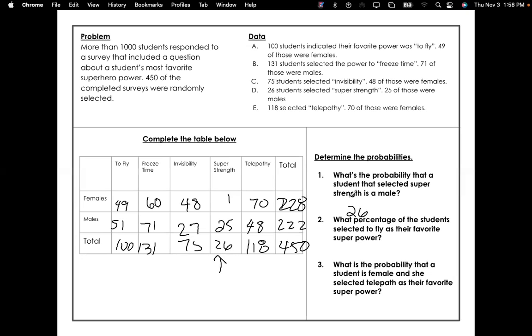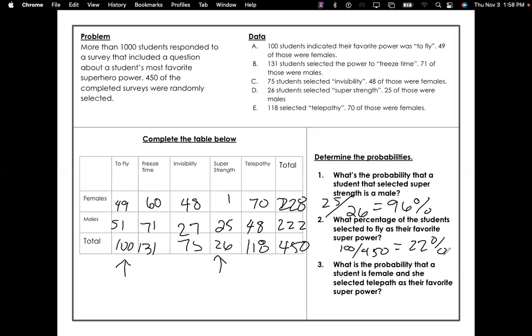So what is the probability that a student that selected super strength, so out of the 26, how many are males? 96%. What percentage of the students selected to fly as their favorite superpower? So that's going to be 100 out of the 450. I don't know about you, but I'm feeling 22.